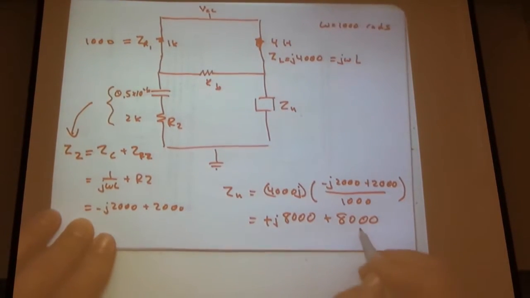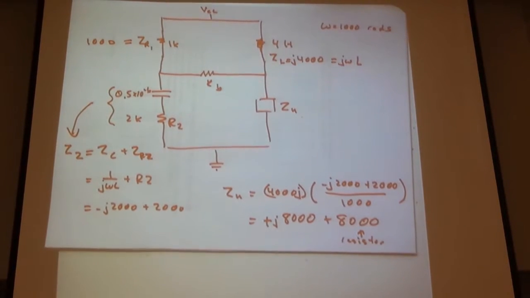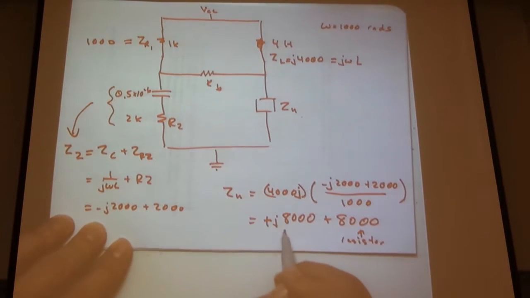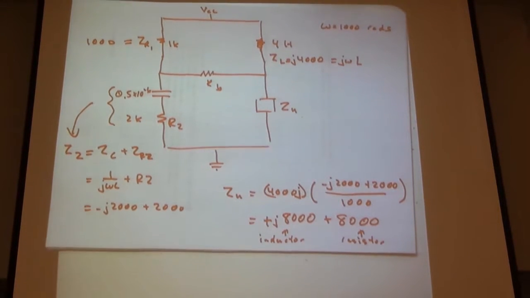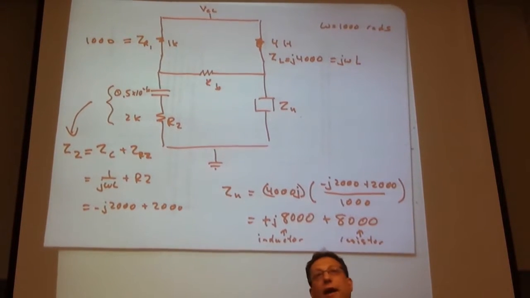Well, what's this component? The real part is always a resistor. Positive imaginary parts are what? Inductors. So positive means inductance. And how could we build that? There's an easy way and a slightly harder way, perhaps. How could we build that?